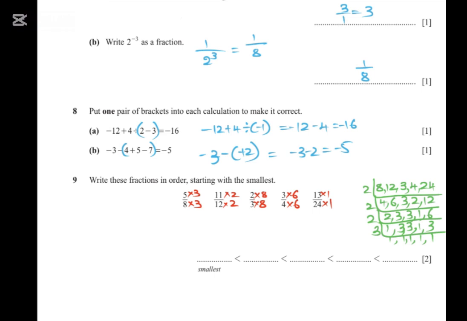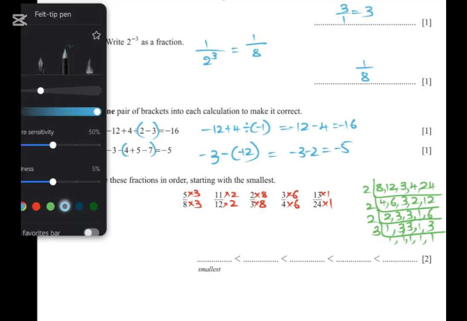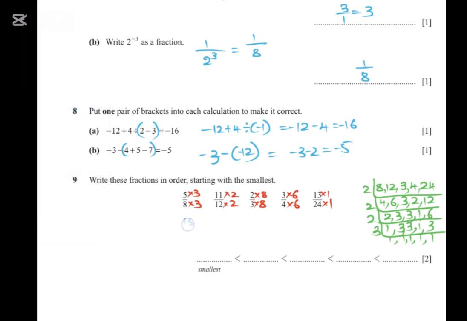Now the fractions which you got will be 5 into 3 is 15 by 24, 11 into 2 is 22 by 24, 2 into 8 is 16 by 24, 3 into 6 is 18 by 24, and 13 into 1 is 13 by 24. Now take the smallest fraction. The smallest fraction is 13 by 24. But you have to write the original fraction in the answer. So the original also is 13 by 24.